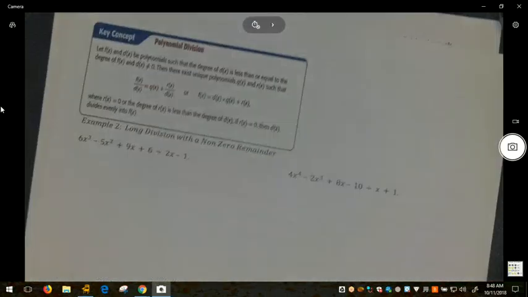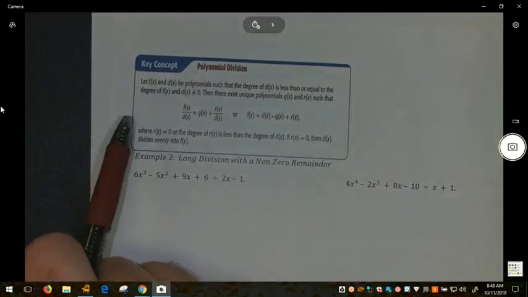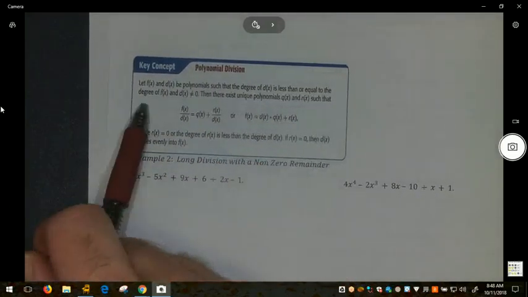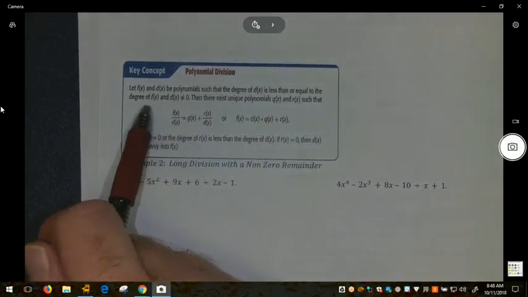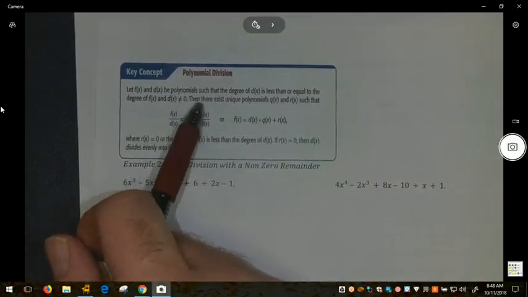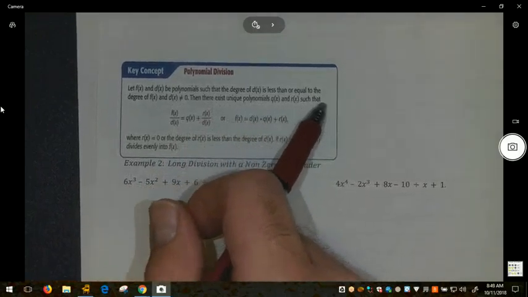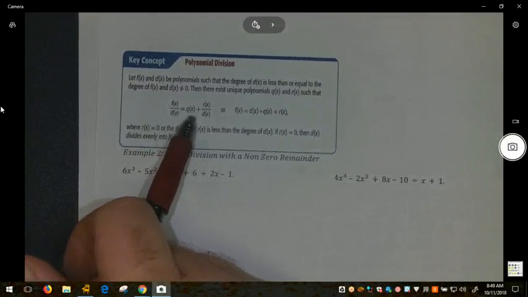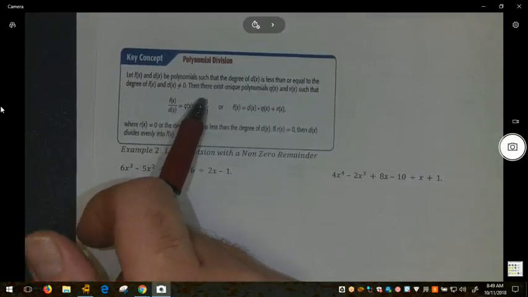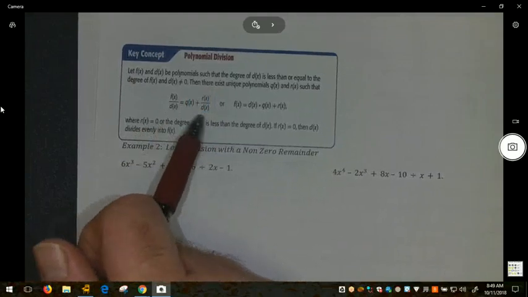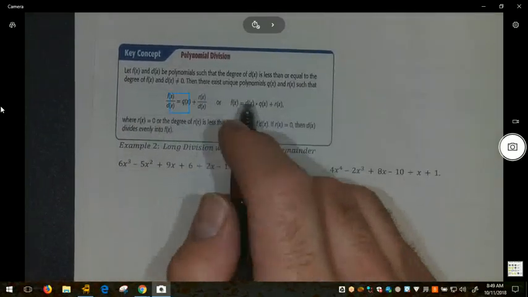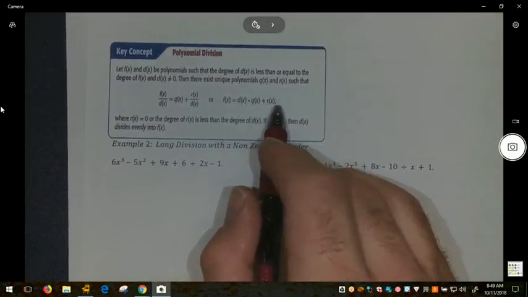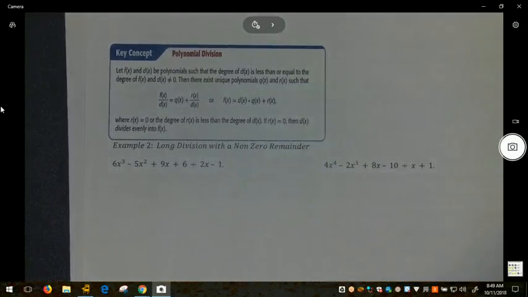Let's take a look at a couple of other examples. But first, polynomial division. Let f of x and d of x be polynomials such that the degree of d is less than or equal to the degree of f, and d is not degree 0. Then there exist unique polynomials, q of x and r of x, such that f divided by d equals your quotient plus the remainder over the divisor. Or, this is equal to your divisor times your quotient plus the remainder.